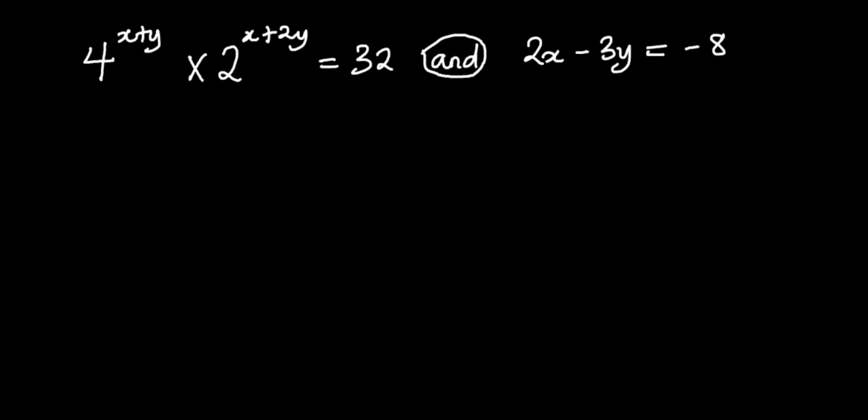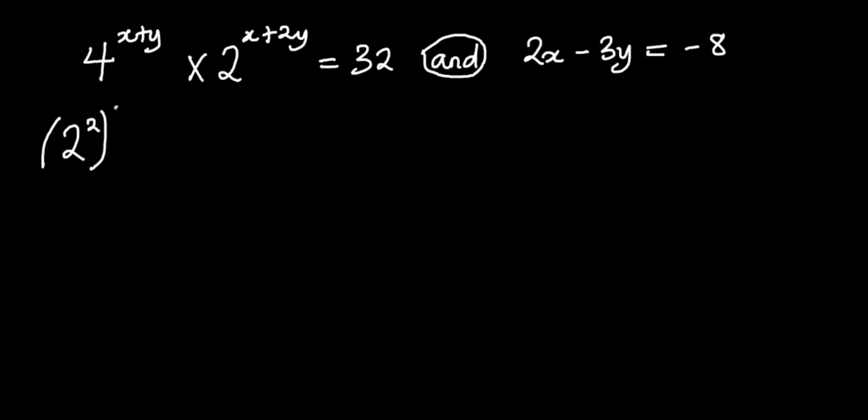Alright, the first thing we're going to do is try to put 32, 2 and 4 in the same base, because if we must use the laws of indices, then it is a prerequisite that the bases are going to be the same. So we can put all of them in base 2, because 32 can be put in base 2 and 4 can be put in base 2. 4 in base 2 is 2 times 2, and that's 2 raised to the power 2. So we're going to replace 4 with 2 raised to the power 2.